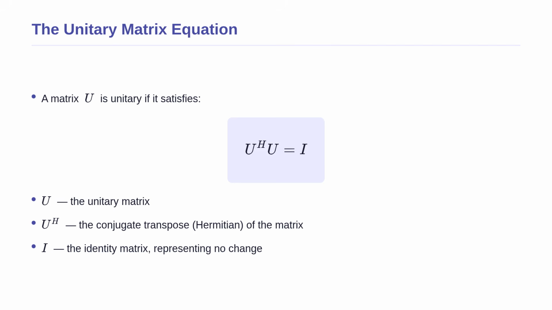Let us break down the symbols. U is our unitary matrix. U^H is its conjugate transpose, named Hermitian after a famous mathematician. Finally, I is the identity matrix, which acts just like the number 1 in matrix algebra. If you increase the dimensions of U, the identity matrix I simply scales up to match, always representing a state of zero distortion.